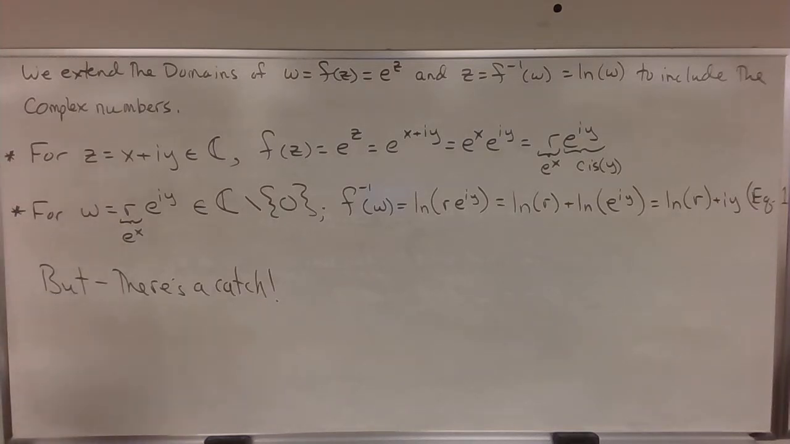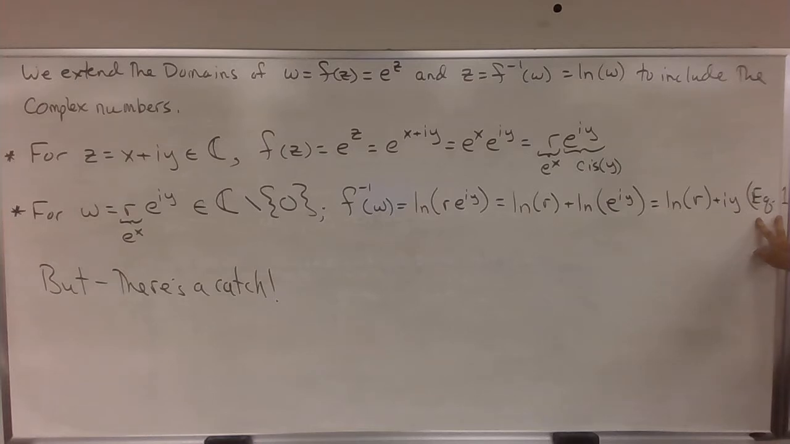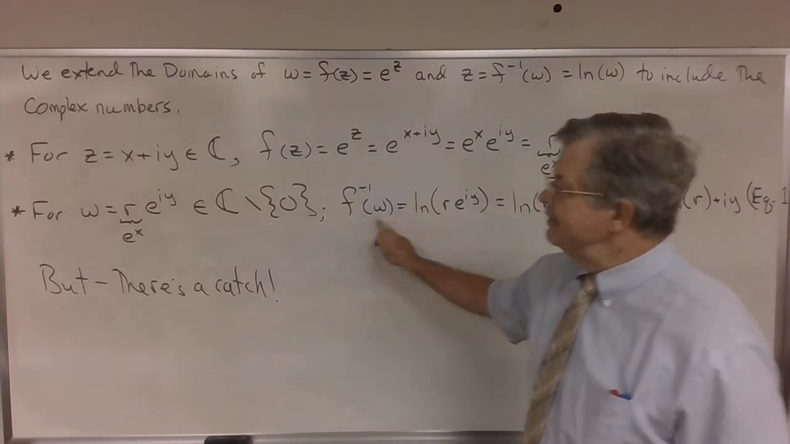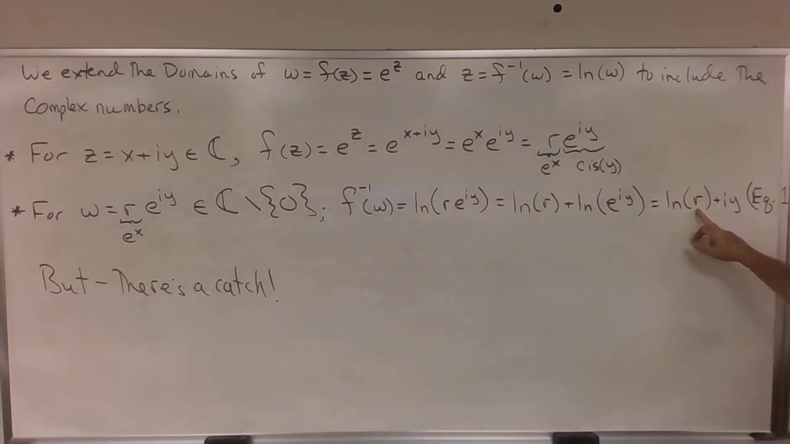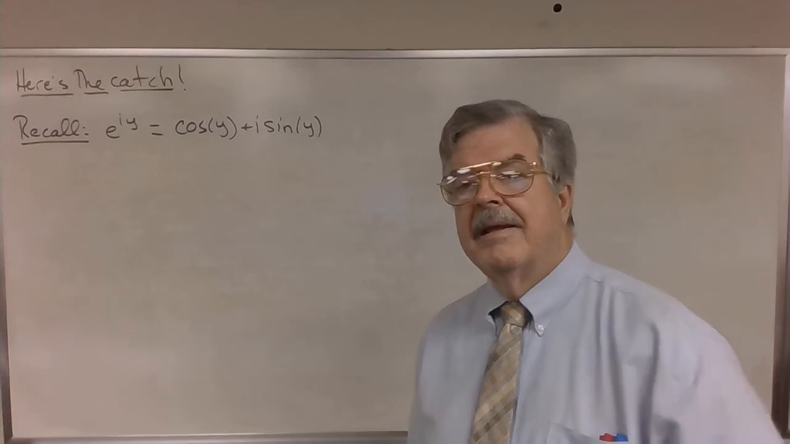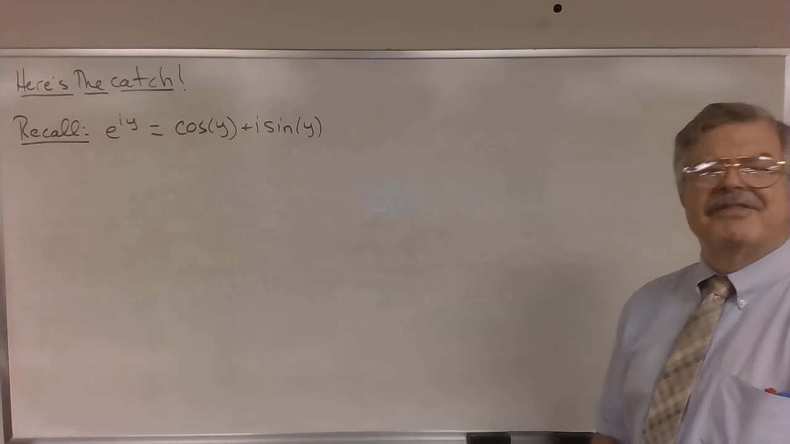But there's a catch. And by the way, I have labeled this as being equation 1 for a reason. I'm going to go back to this. So we take w equals r e to the iy and plug it into the natural log function. We get natural log of r plus iy, equation 1. Yep, we're going to have to revisit this because there is a catch.